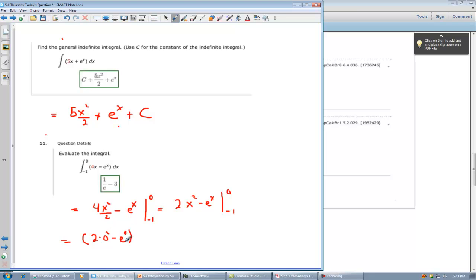Now here you have to be careful, right? E to the 0 is not 0. It's actually 1, although this is 0 there. Minus, now plug in -1. So 2 times -1 squared minus an e to the -1.